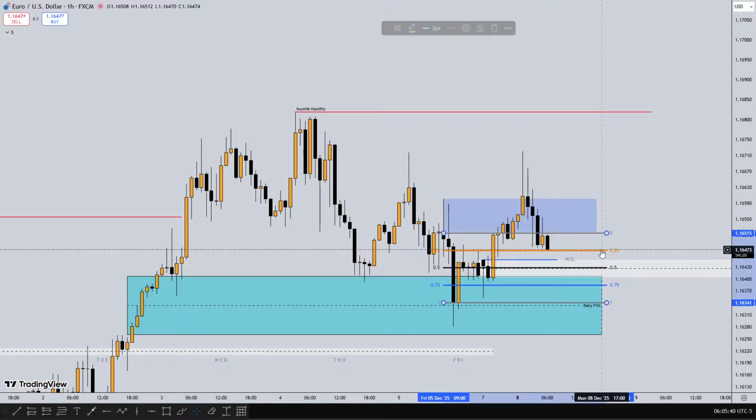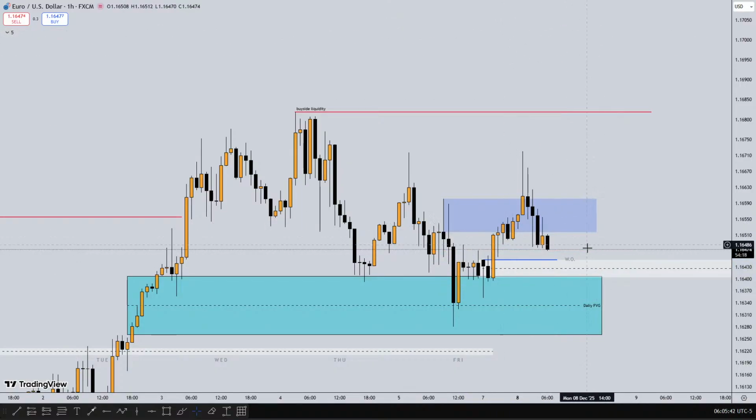I'm still sticking with the bias of anticipating higher prices. I got stopped out from my initial trade on GBP USD, but I'll still be anticipating higher prices as long as price is still in this price range and the 1 hour time frame is still aligned with the idea of dollar trading lower.